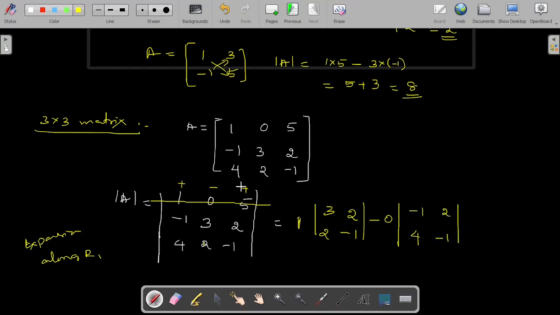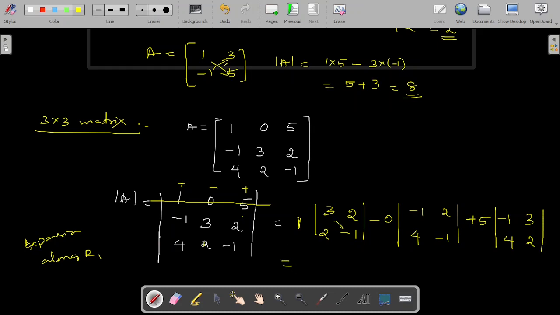Then go to the third entry, that is 5. It is in the third column. Delete this third column. The element in the first row and third column is 5 along with its sign, plus 5 you have to write. Therefore you get plus 5 into minus 1 3, 4 2, the remaining determinant.